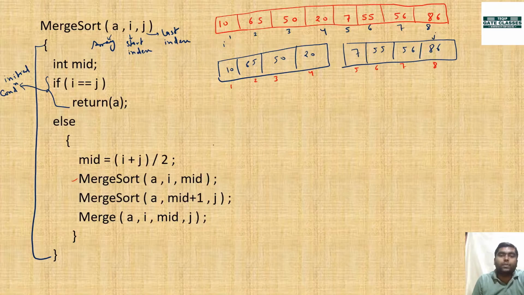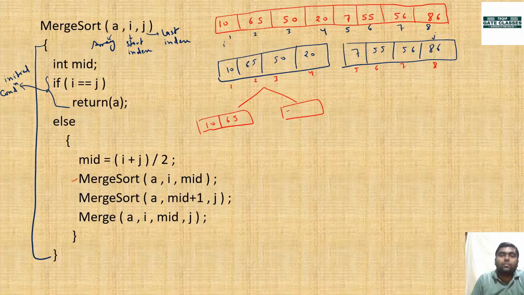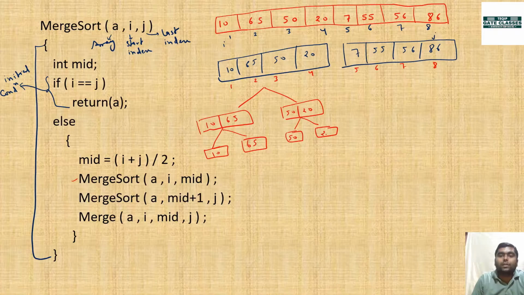For i to mid, we call merge sort again. This will split this particular thing into two halves. What will the two halves be? This is 10 and 65, and this will be 50 and 20. Again we split further because it is a recursive program. This will be split as 10, and this as 65, and further this will also split, divide into 50, and this is 20.